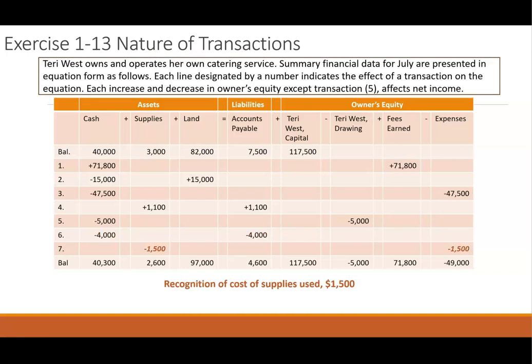Here, we realized that our supplies, $1,500, were used up during the period. So our supplies went down and our owner's equity went down because it's now an expense. So do you see through all these transactions, our assets will still always equal our liabilities plus our owner's equity?